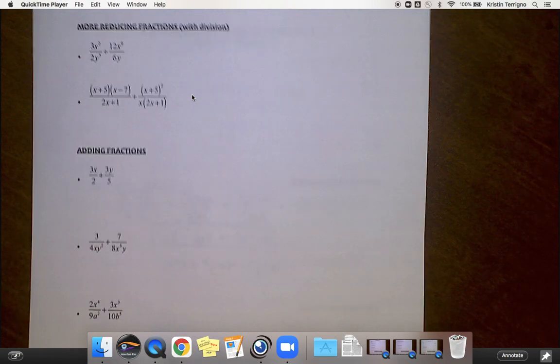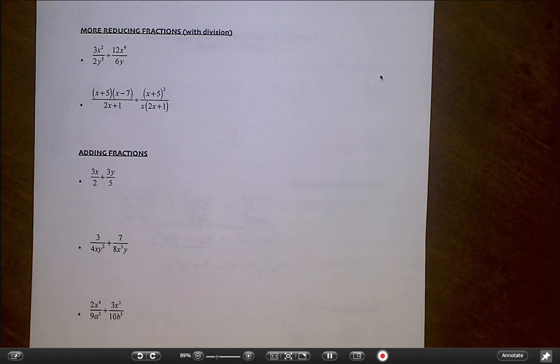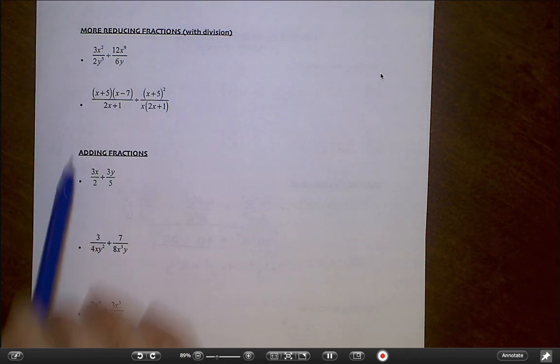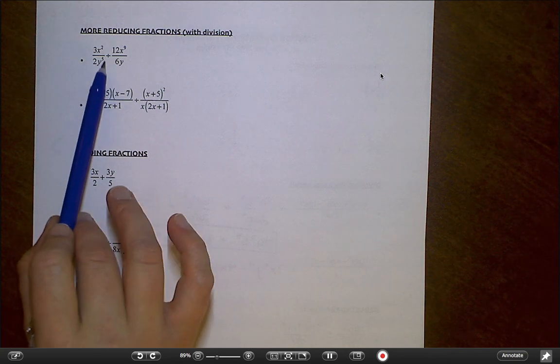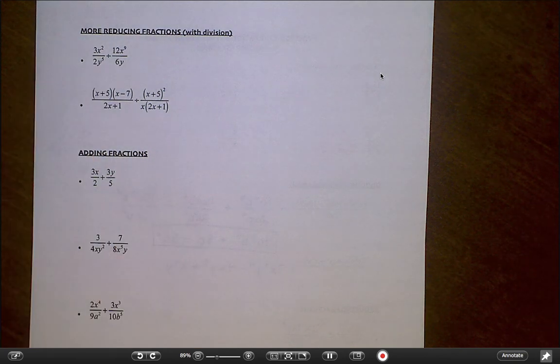This is the continuation of the second part of the polynomial operations lesson for Chapter 9 in Algebra 2. And we're kind of picking up right where we left off. We are looking at dividing with fractions, which really just requires one extra step from what we had before. Hopefully you remember that when you divide by a fraction, you really are multiplying by the reciprocal.